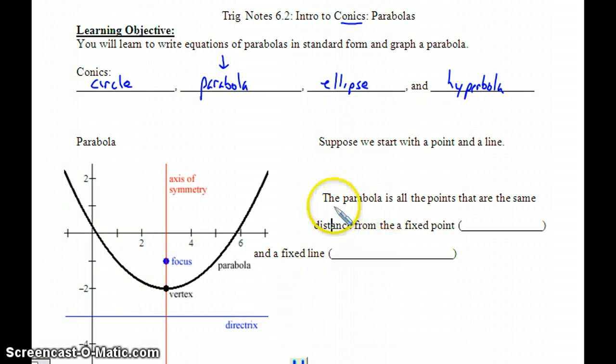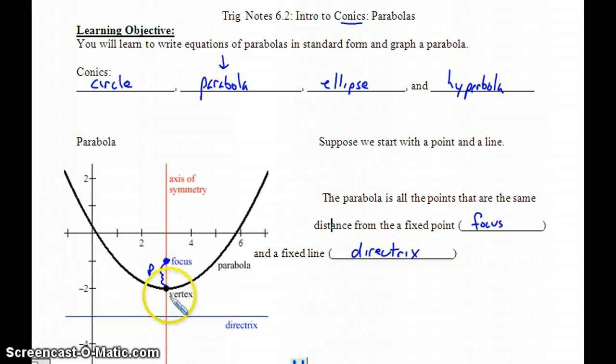Okay, so let's first talk about this. The parabola is all the points that are the same distance from a fixed point, and that fixed point is going to be the focus, and a fixed line, which we'll call the directrix. So we've got a focus here, and we've got a directrix here. And what we're going to notice about the focus and the directrix is that they will be the same distance from the vertex. So this distance right here, we're going to call that distance P.